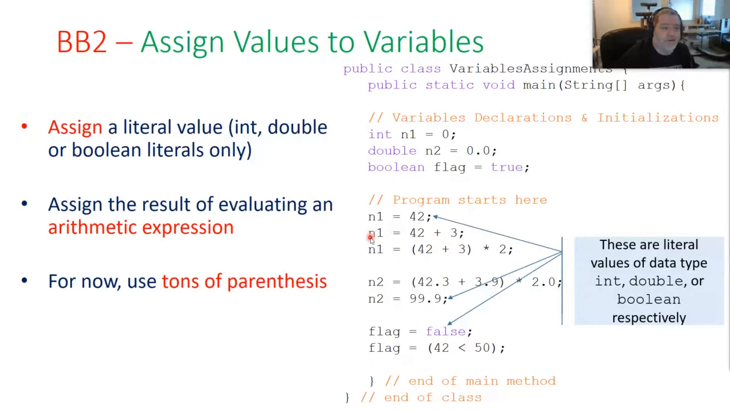And then here, 42 plus 3 times 2, again an expression. 42 plus 3, that's 45, times 2, that's 90. So it computes the value of the arithmetic expression you put here, and then it stores the result in the variable n1. And of course, you can have expressions that are more complex, that involve, for example, decimal values, etc. Not just int, but also floating point.